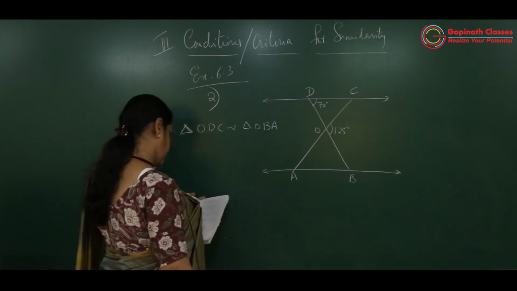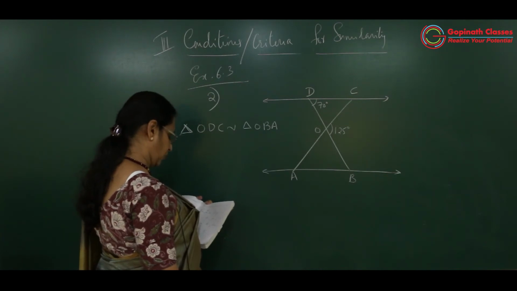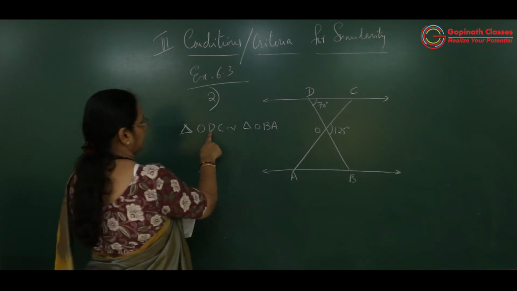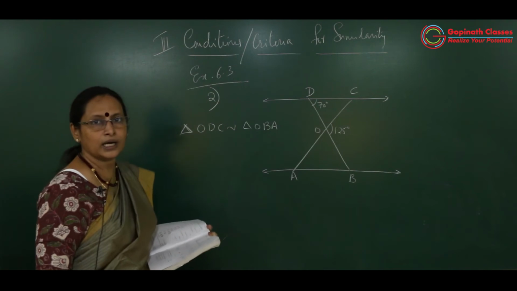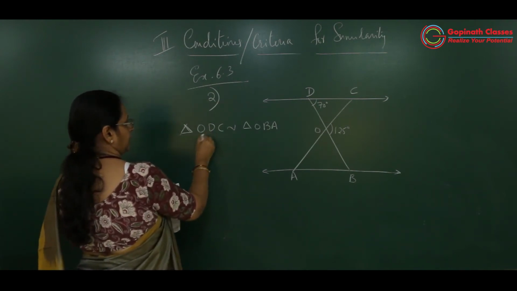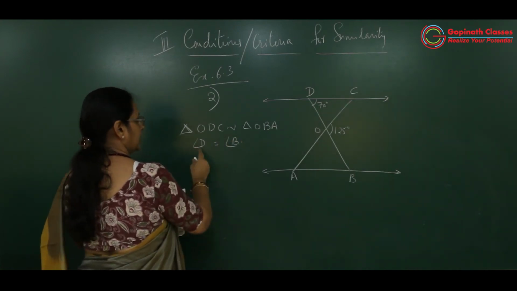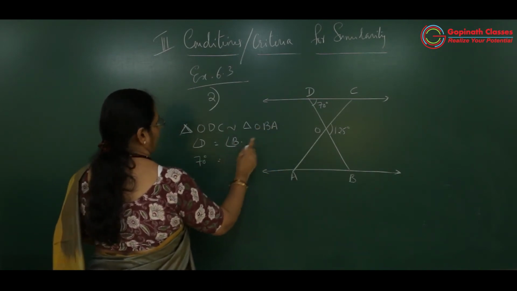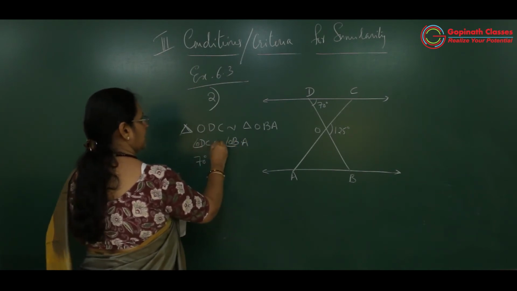BOC is 125, CDO is 70 degrees. Find DOC. In this, angle D will be equal to angle B. Since these two triangles are similar, their corresponding angles are equal. So what will be the corresponding angle of this? Angle D will be equal to angle B. So angle D is 70 degrees. So what will be angle B? What is the name of angle B? OBA. ODC and OBA will be equal.